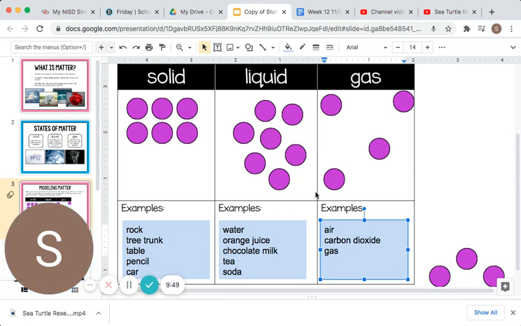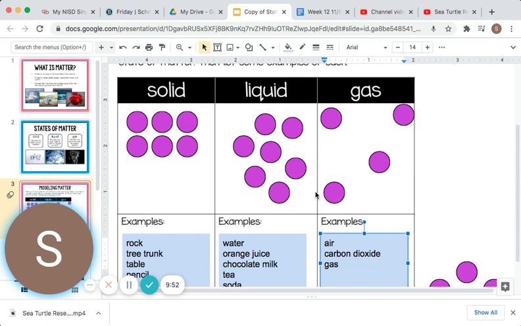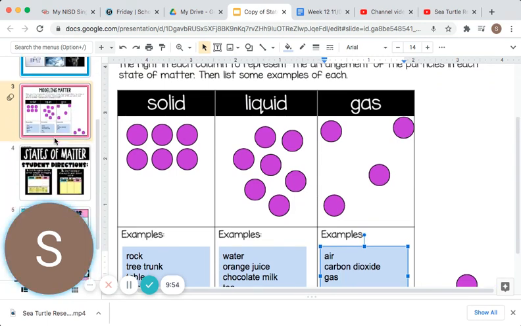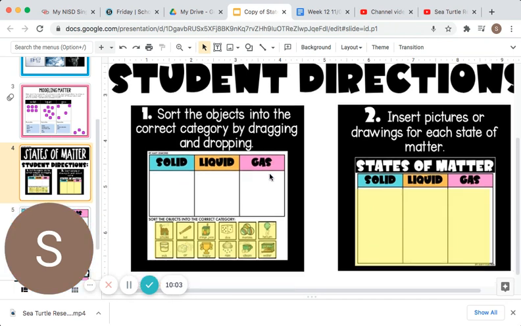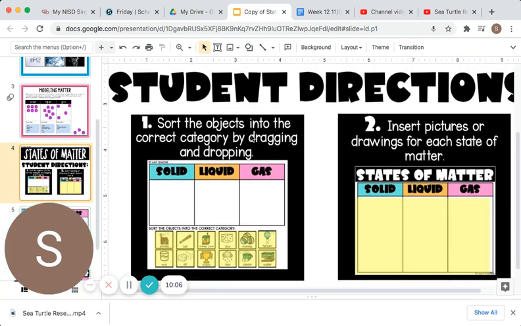So good. So we have our solid, liquid, and gas. And we gave some examples. Now, what you're going to do for your independent assignment is you are going to first read these directions here on this slide. So for slide 5, you are going to sort the objects at the bottom of the slide into their correct category. And then on slide 2, you're going to insert pictures that are different, keyword is different, from the ones that are in slide 5, okay?